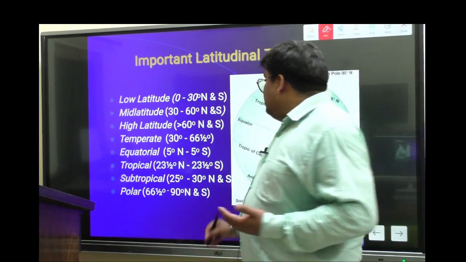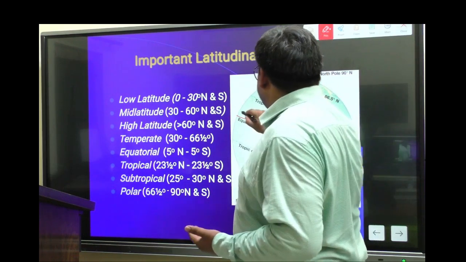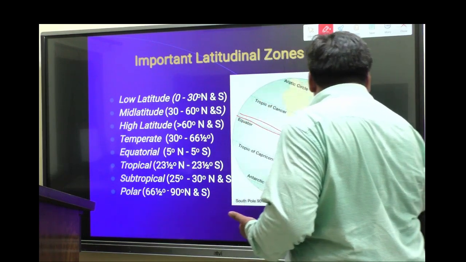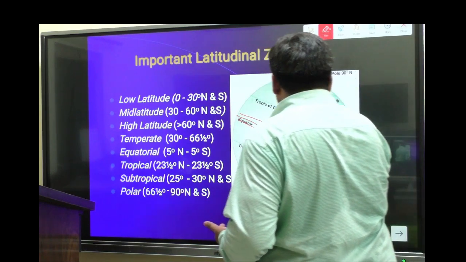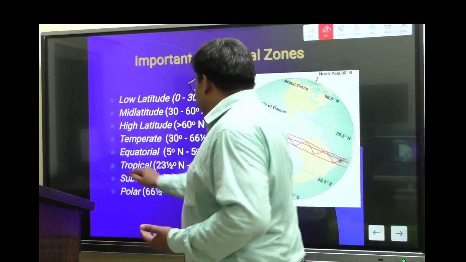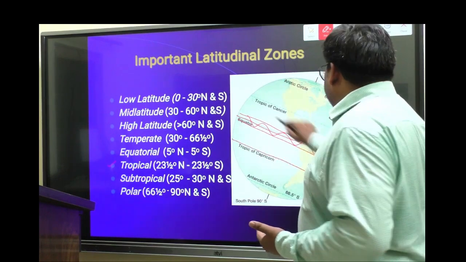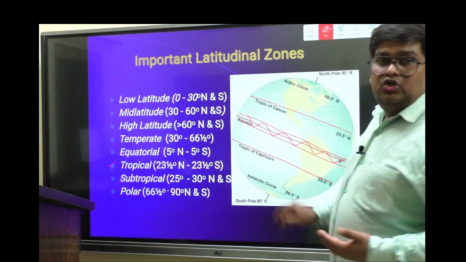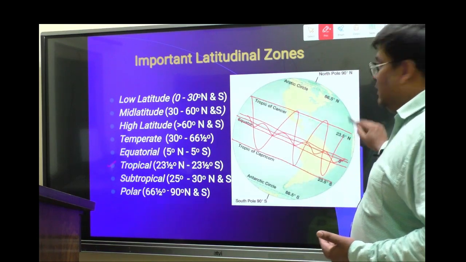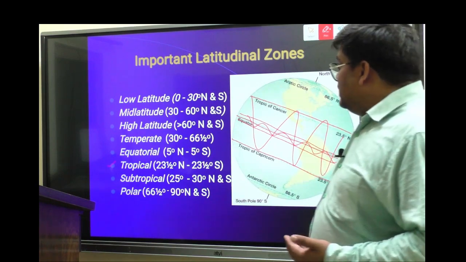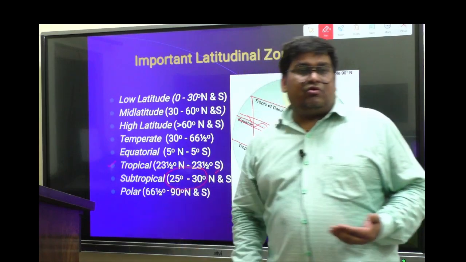Okay, now the next important terminology is your equatorial zone. So the equatorial zone is nothing but 5 degree north and 5 degree south. The next is the tropical zone. You can call it from the Tropic of Cancer, that is 23 and a half north, to 23 and a half south. So this zone you can call the tropical zone. Subtropical, you can have around 25 to 30 degree north and south zone.